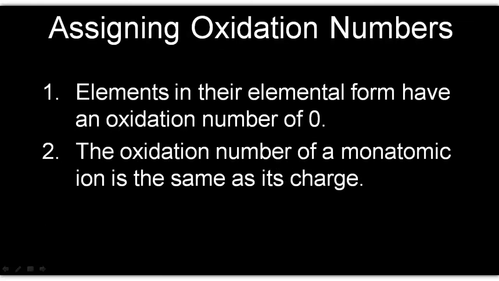So, how we assign the oxidation numbers. If you have an element like iron or oxygen or chlorine, whatever you like, its oxidation number is only going to be 0. But if it's an ion, whatever charge you have, that's the oxidation number. So zinc 2+, oxidation number 2+. Pretty easy.